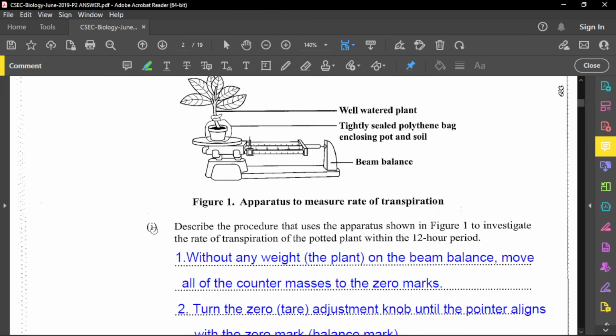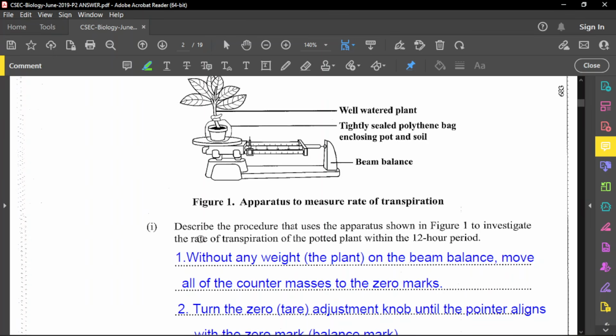And so part 1 asks us to describe the procedure that uses the apparatus shown in figure 1 to investigate the rate of transpiration of the potted plant within the 12-hour period. And a point to note, if you go to measure or check the rate of transpiration, this is a mass method, the change in mass method as mentioned before. And so anything that you're going to do here with the beam balance must include mass.